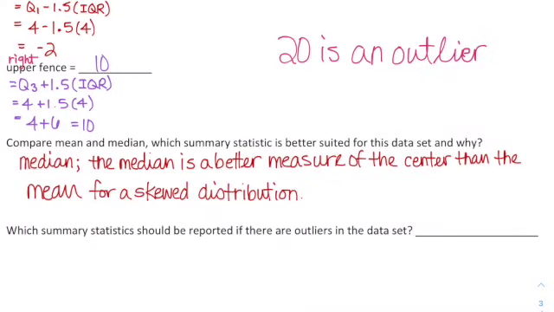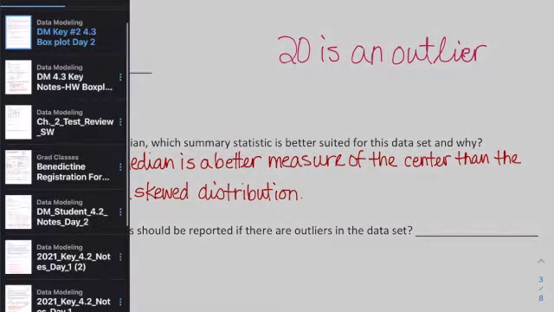Okay, we are going to skip ahead. Here's the answer for compare mean and median. But the next part, which summary statistics, that question is just the same thing as the one above. So we are going to skip that. So please cross that one out. Sorry about the problem.